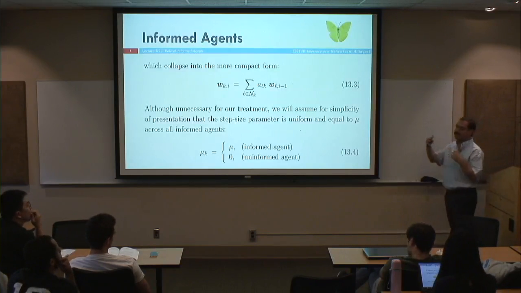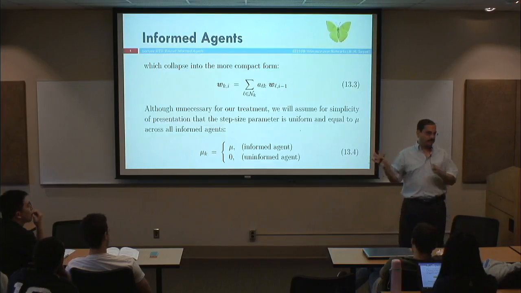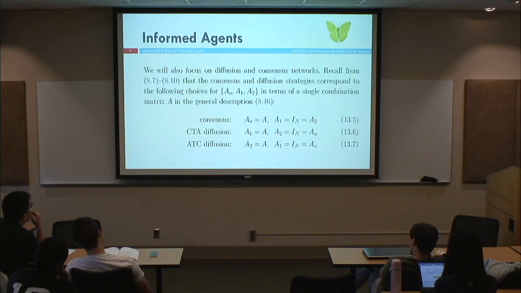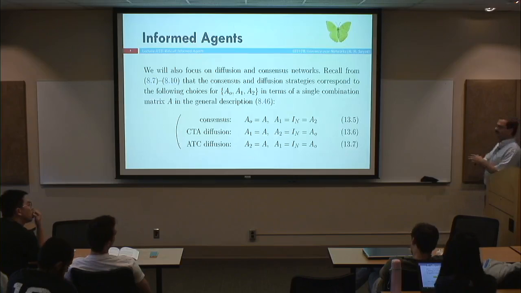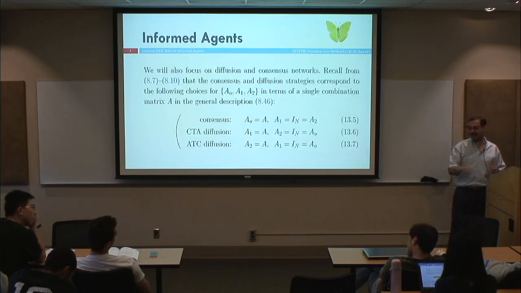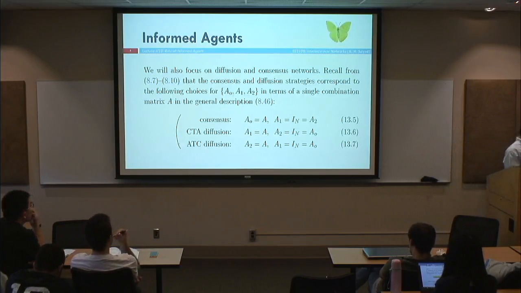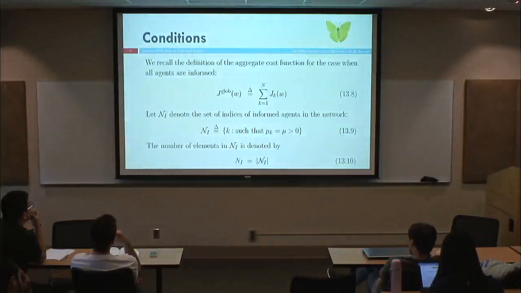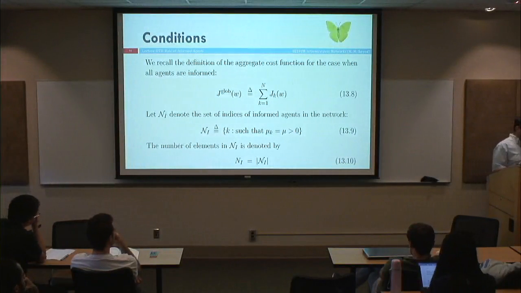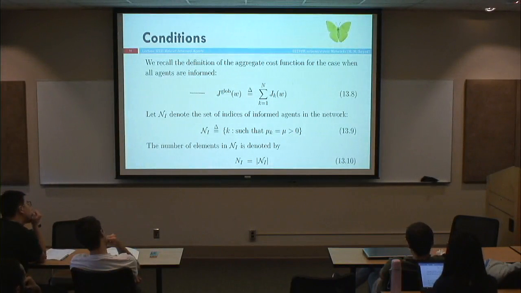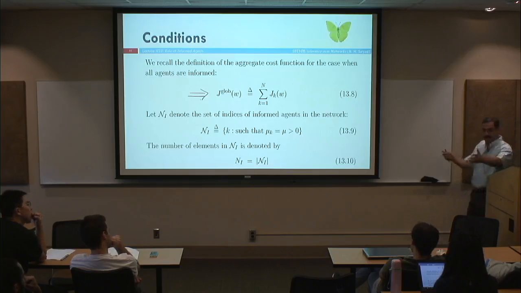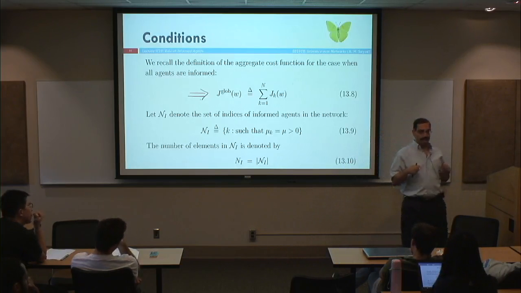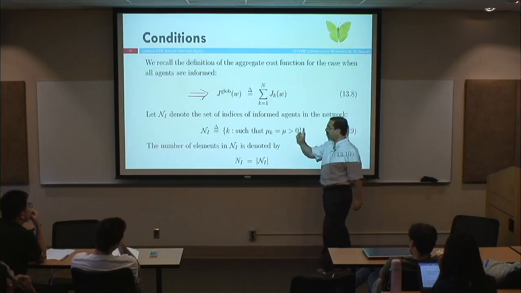Of course, you can come up with more or less sophisticated models, right? But this is the model I'm using in this study. And again, I'm going to focus on consensus and diffusion, which means you set 2 of the A's to the identity matrix, the third A to some combination matrix. Just to keep the discussion focused rather than very general. Okay, what conditions do I need? Well, when all the agents are informed, we used to solve this problem, right? The network was solving that problem. But now, if some agents are uninformed, let me first introduce my notation.